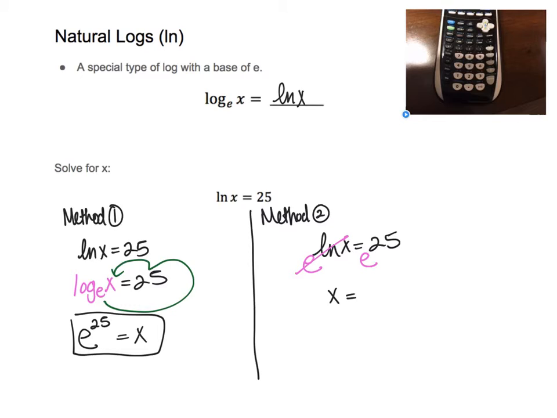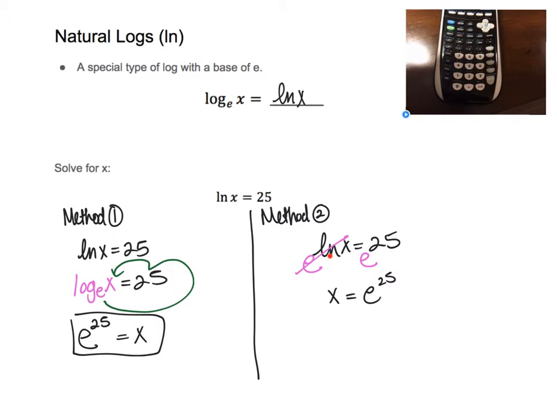And then I have an equal sign. And then on this side, I have e to the power of 25. The 25 ends up being a power, so this is e to the 25th power. That's the same answer we got last time, but I just did it in one step. I didn't have to rewrite the function and then do the Hart method.